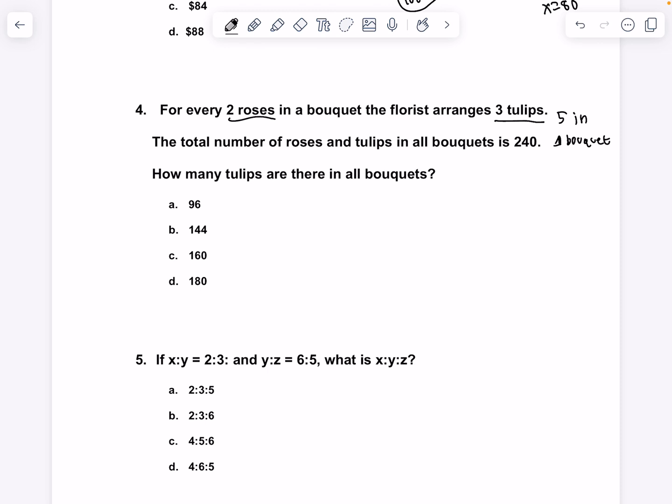So this means that we would divide 240 by 5 to find the number of bouquets, and that would be 48 bouquets. And it's asking how many tulips are there in all the bouquets. So since we know there are 3 tulips in every single bouquet, we multiply 48 times 3, and that will give us a total answer of 144 tulips in all the bouquets.